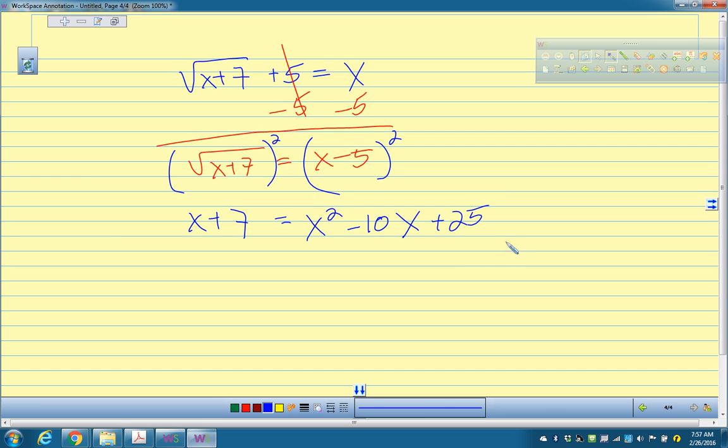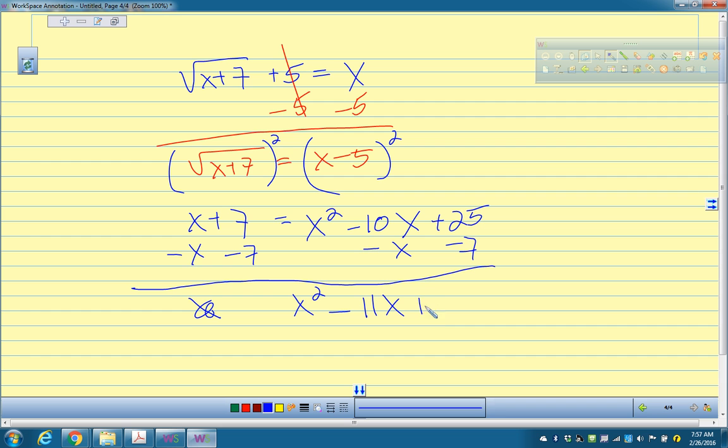Then you have to get everything on one side and factor, okay? So I'm going to subtract 7 from both sides, and I'm going to subtract x from both sides. And that gives me, on one side, x squared minus 10 minus 1 makes minus 11x, plus 18. And on the other side, I have 0. And then you have to factor this. So here we're boosting this up by a notch, okay? What two numbers multiply to 18 and add to negative 11?